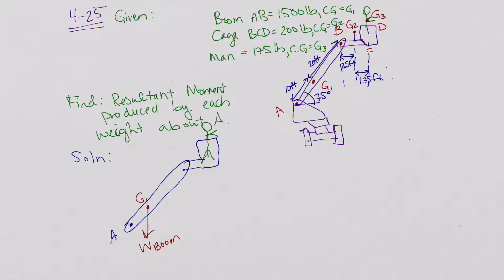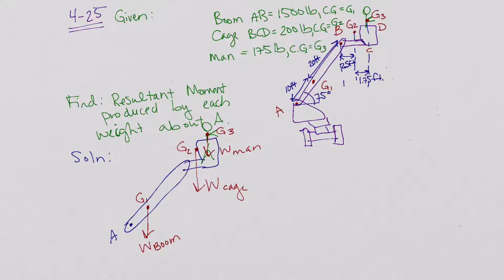But let's see, so then G2 is the center of gravity for the basket. So that's the weight of the, or I'll call it cage, because that's what I called it in the problem statement. And then for the man, his center of gravity is here at G3, and that's the weight of the man. And we're interested in the moments about A that each of those produce about A.